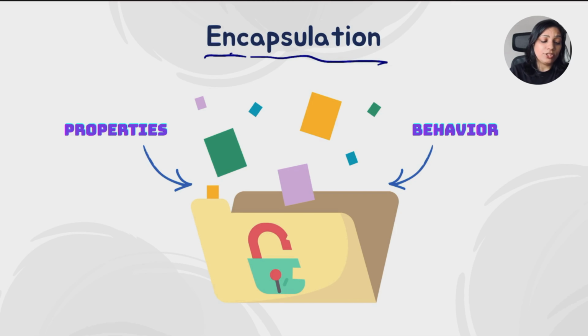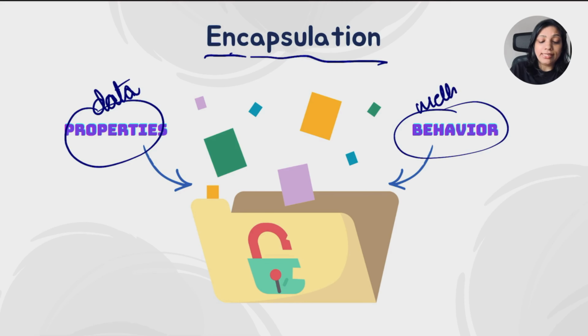Now, encapsulation is basically the process of wrapping up of data, which are the properties, and the methods that operate upon the data in a single unit called a class. And in order to implement encapsulation, we define classes in our program.